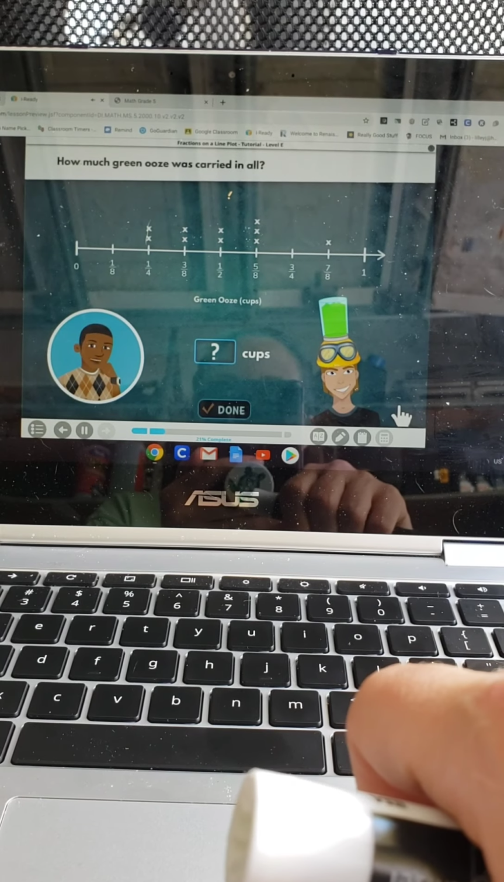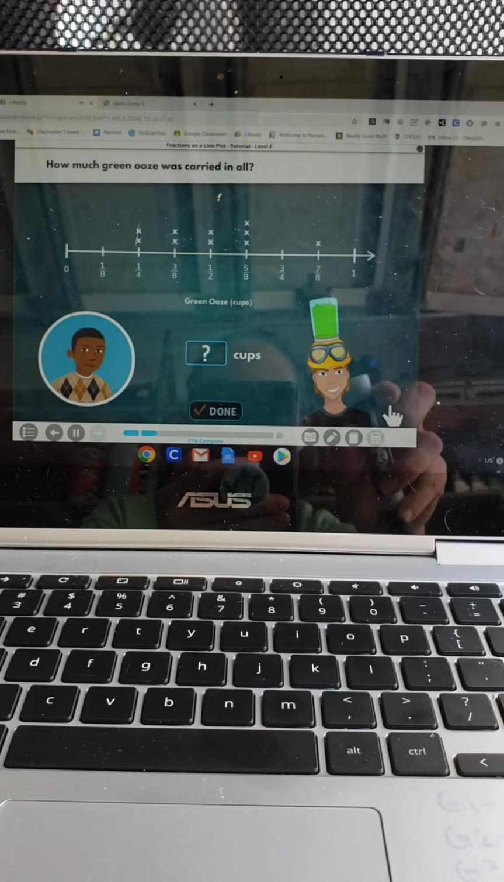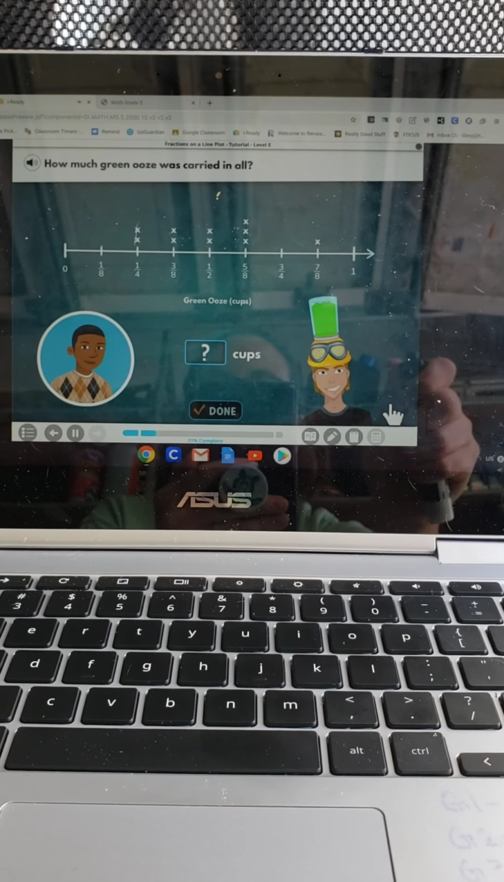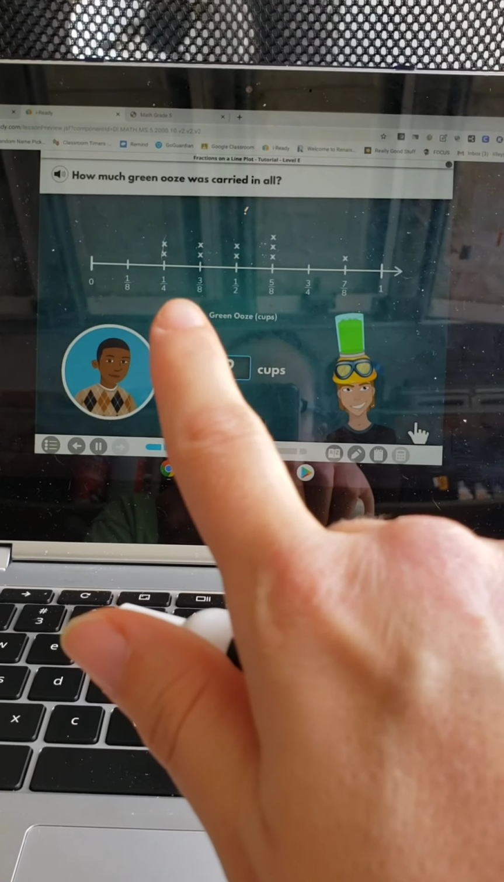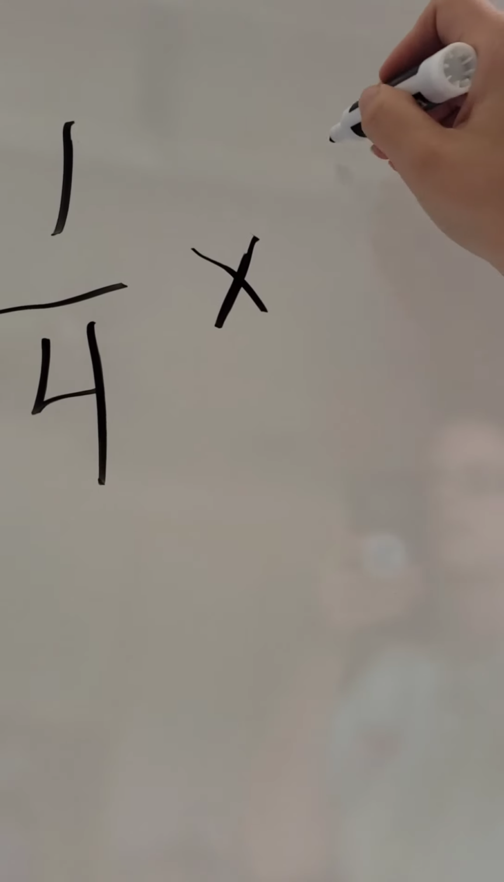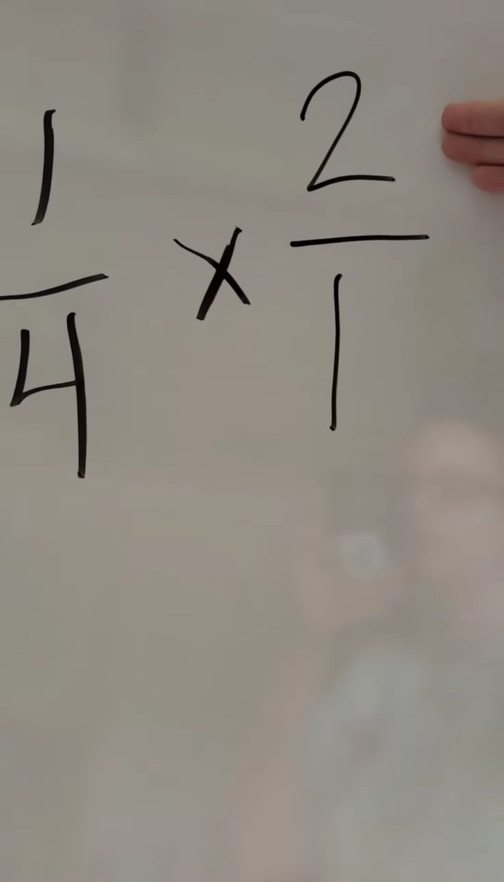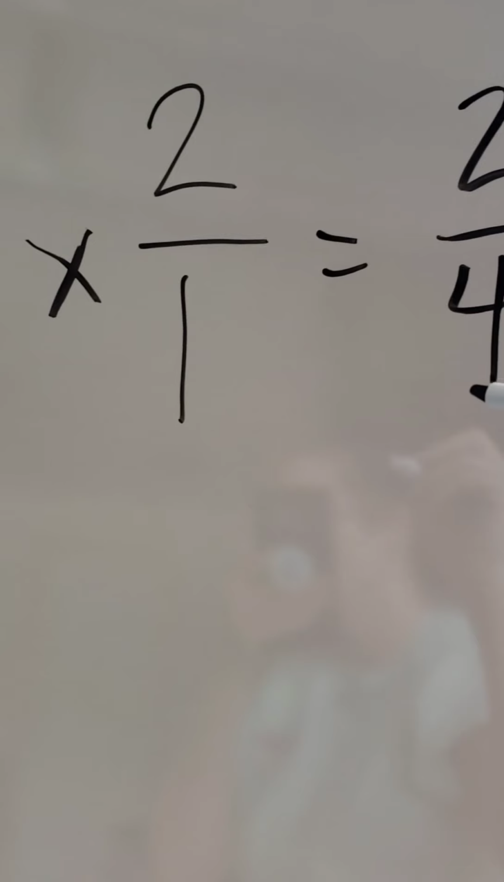How much green ooze was carried in all? Use the slash key if you want to enter a fraction. Okay, so how much ooze was carried in all? We want to look where our X's are. So we have two contestants that carried 1/4 of a cup. So 1/4 times 2 over 1, because we're turning a whole number into a fraction. So we put it over 1, and then we multiply straight across. So let's keep 2/4 in mind.